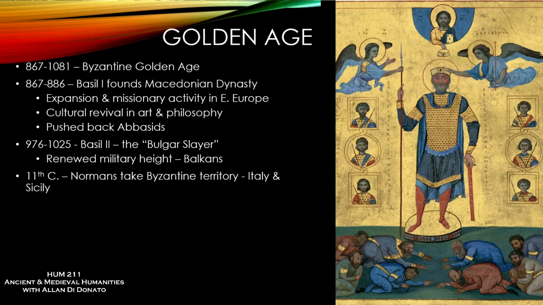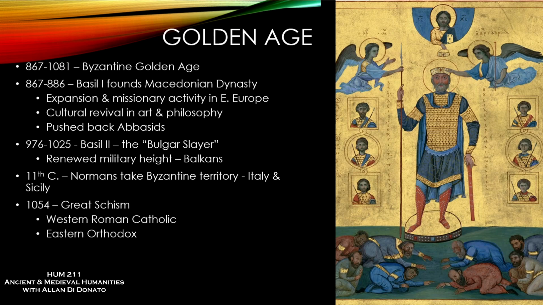There are other Norman leaders, particularly in Italy, that are going to become really aggressive towards the Byzantine Empire and ultimately, like I said, take over Italy and Sicily from Byzantine control. And some of these guys are later going to make assaults on Constantinople itself, which I'll get to in a little bit.